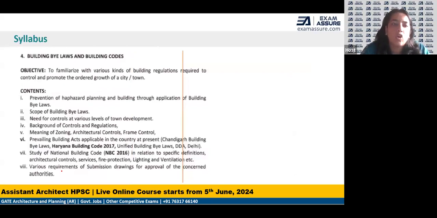Then coming to building bylaws and building codes. Here you are expected to know about all the bylaws that are applicable or used in Haryana, the Haryana Building Code of, say, 2017. Along with that, you are also expected to know the ones mentioned over here. With respect to what you need to study, that is also given in detail. Your building design plus services, firefighting, lighting, ventilation, etc.